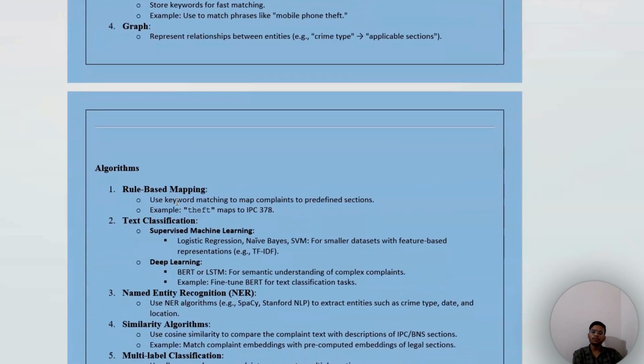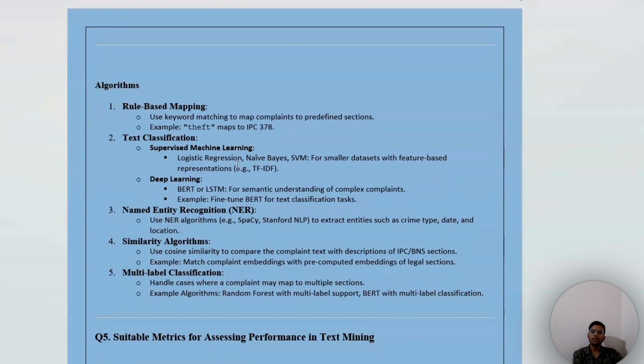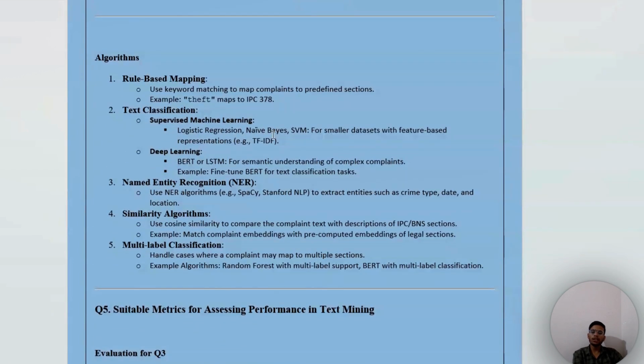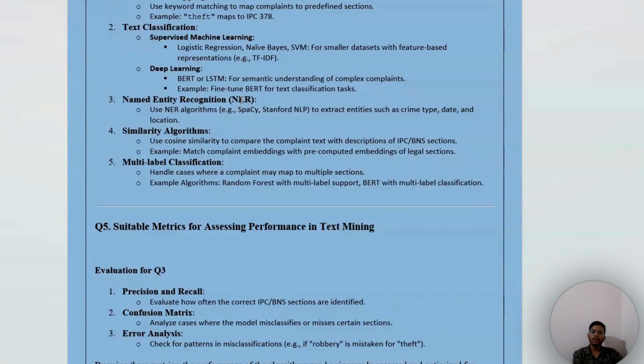Now we have algorithm. Rule-based mapping: use keyword matching to map a complaint to a predefined section. Example, theft maps to IPC 378. Now next we have text classification, supervised machine learning: logistic regression, naive Bayes for smaller datasets with feature-based representation, example TF-IDF. Now next we have deep learning: BERT or LSTM for semantic understanding of complex complaints. Example, fine-tuned BERT for text classification task.